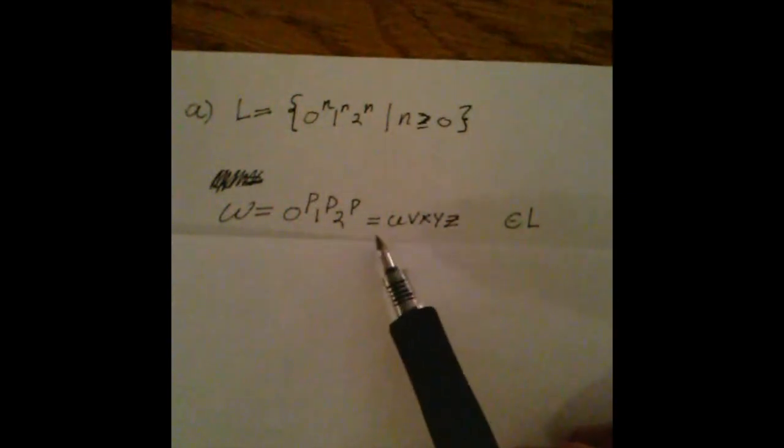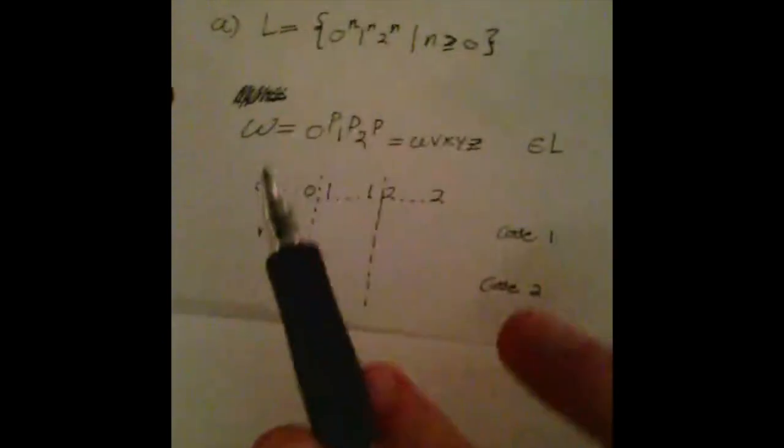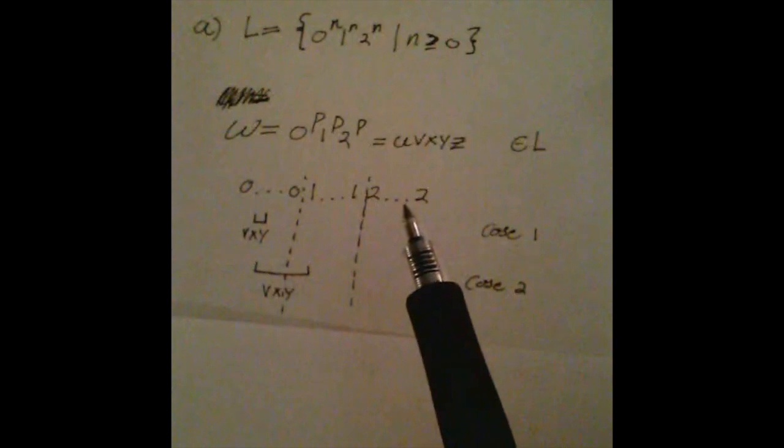So here we go. Here's A. The language is 0^n 1^n 2^n, where n is greater than or equal to 0. So we're going to create our string omega, 0^p 1^p 2^p. So that means p 0s, p 1s, then p 2s, which is going to be equal to u, v, x, y, z. This follows the rules of the language, so this is an element of the language. We can look at the two cases we're going to have. So our string is going to be some number of zeros, followed by some number of ones, followed by some number of twos.